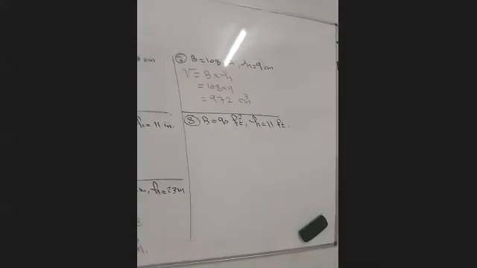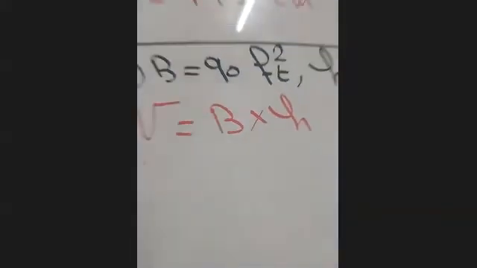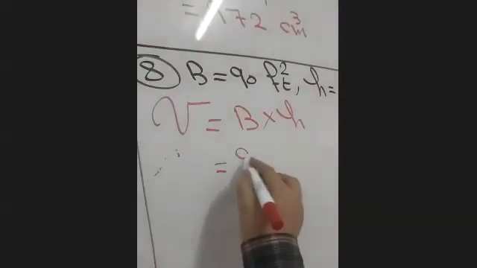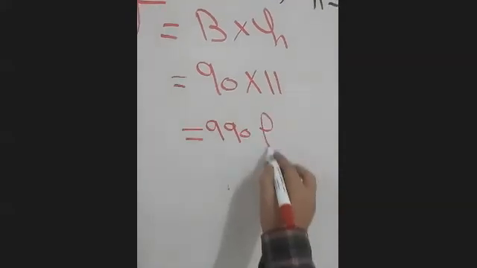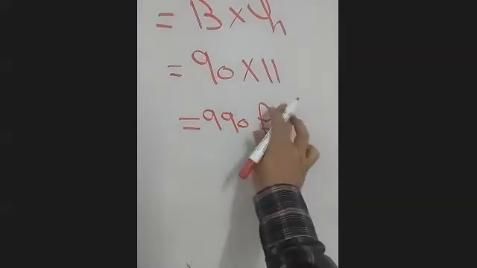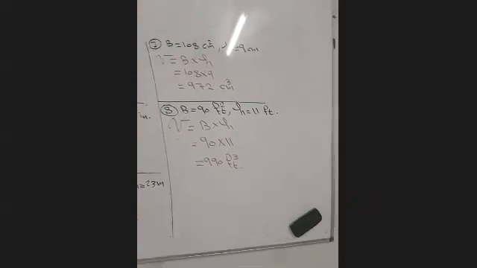Yalla, how do we find the volume? B multiplied by H. V equals big B multiplied by H, which is 90 multiplied by 11. Do normal multiplication. The answer will be 990 feet to the power of 3, cubic. The volume is cubic. Do you understand that? Yes. Good boy. This is question 8.